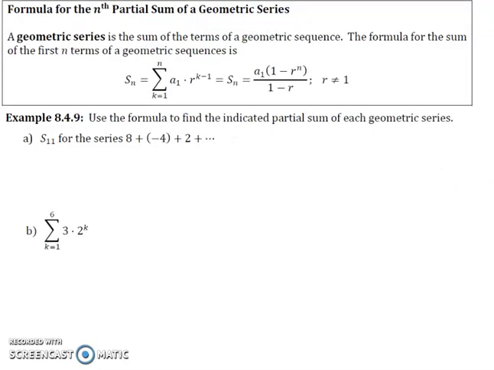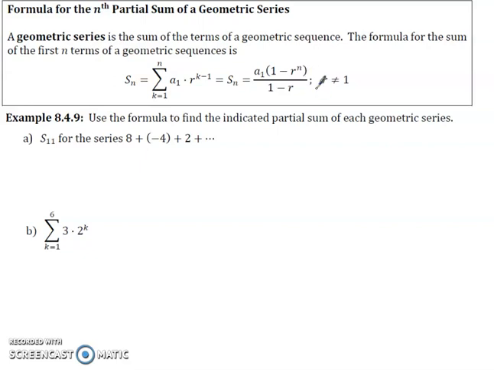We can also find partial sums for geometric series. So we've got a formula here shown. I've got my formula for a geometric sequence, and then to find the summation, we use sigma notation, starting at the first term, ending at our last term of that geometric series, which is going to be found using our formula here. So we can use that formula to find the indicated partial sum of each geometric series.